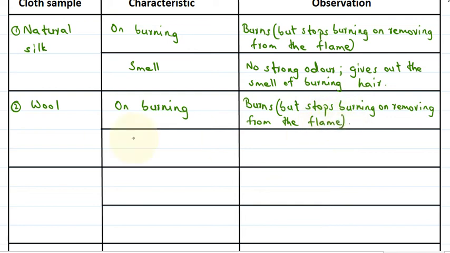So this is similar to the case of natural silk, because both of them, natural silk as well as wool, are natural fibers. So the burning property is the same. Let's see what the smell is. Wool also gives out the smell of burning hair.